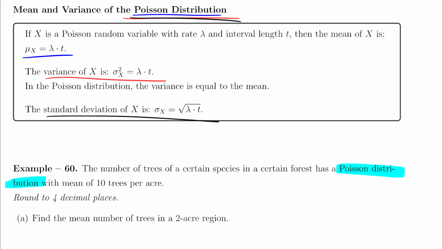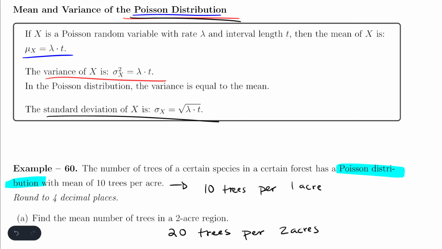First thing it asks us is, what is the mean number of trees in a 2-acre region? Now this 10 trees per acre means there's 10 trees per single acre. That's how the rate works. It's per 1 acre. So if there's 10 trees in 1 acre, does it make sense that there should be 20 trees per 2 acres? So the mean number of trees in a 2-acre region is 20 trees.